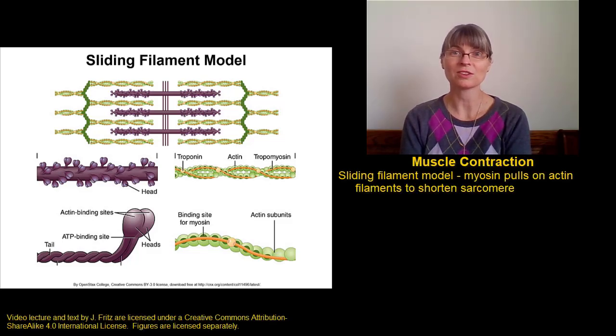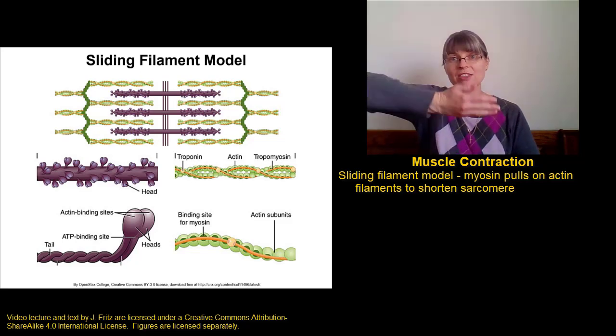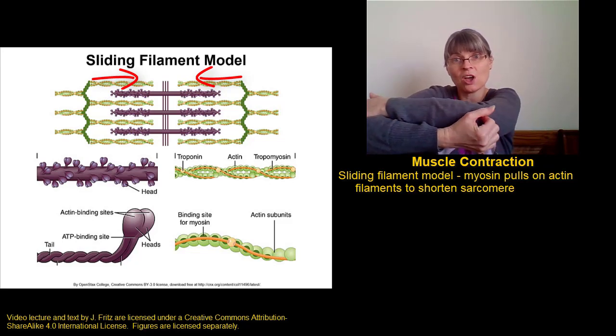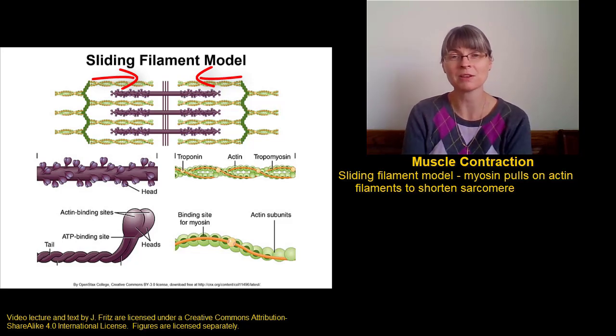Now that we've taken a close look at the structure of the actin and the myosin inside the muscle, it's time to look at exactly how they work together to cause a muscle contraction. As I mentioned before, we use what's called the sliding filament model to describe what's happening inside a muscle as it contracts. We call it the sliding filament model because the filaments are going to slide against each other. We're going to have our thick filament of myosin, and it's going to pull on the actin, which is going to slide along it to shorten the sarcomere, which shortens the muscle cell and causes a muscle contraction.